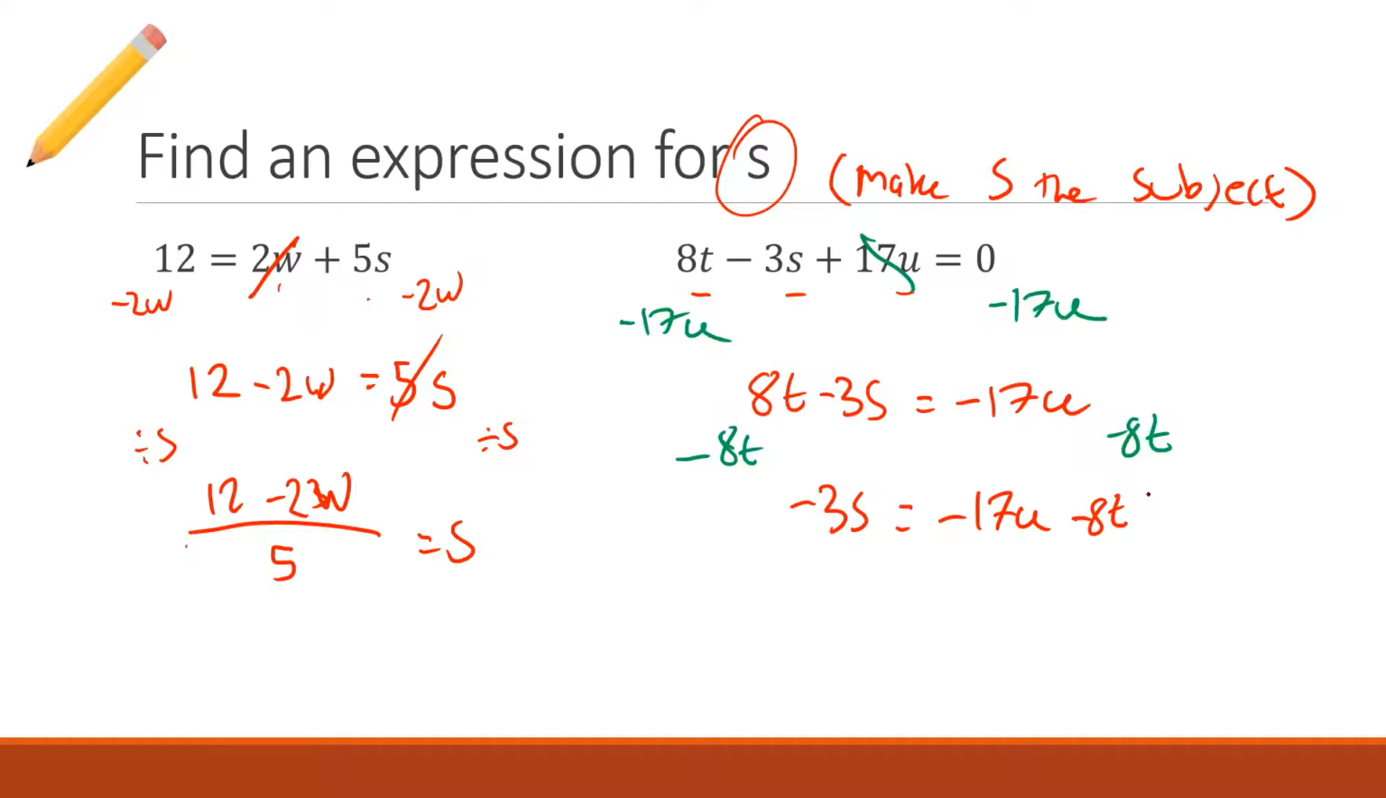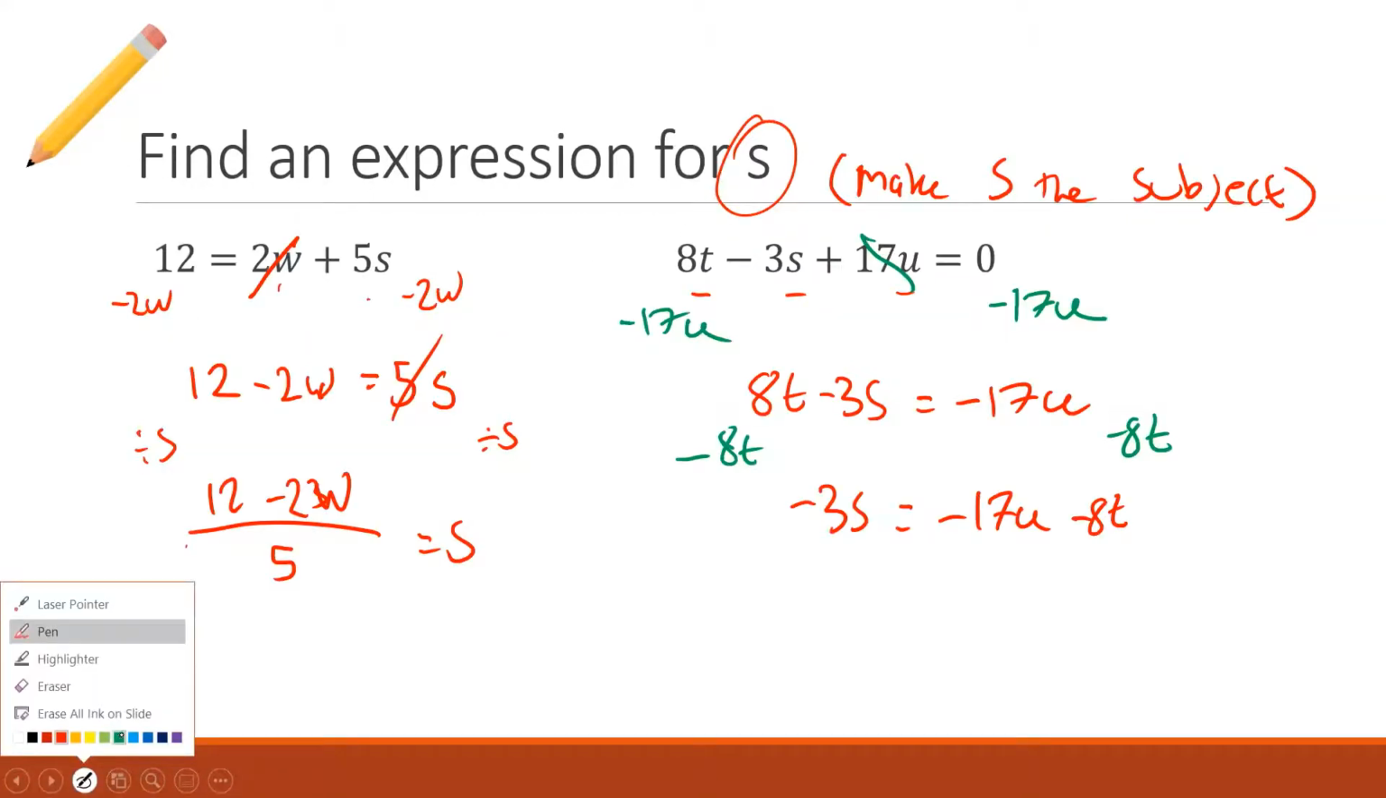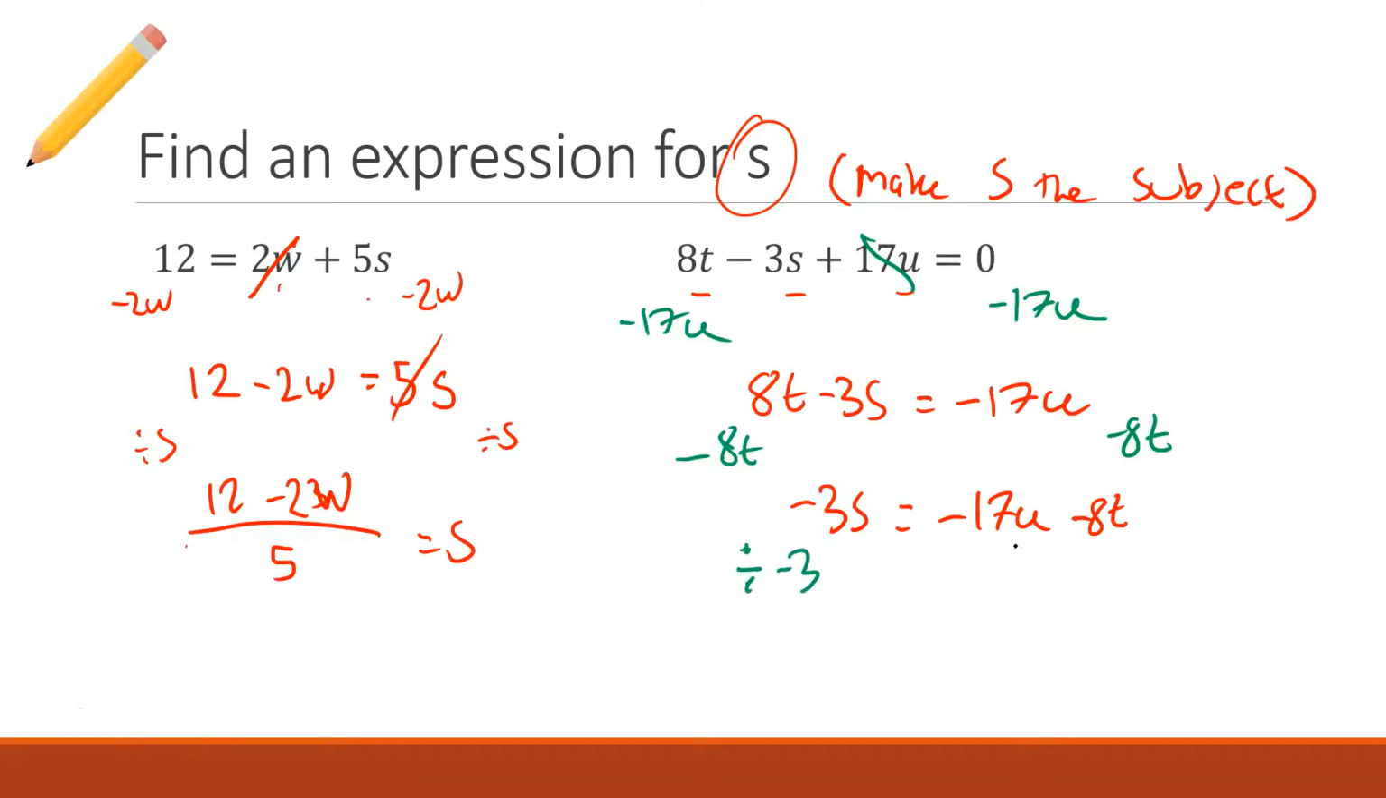Now, I'm going to show you guys two things here. Firstly, to get rid of this negative 3s, we're going to divide both sides by negative 3. I'm going to show negative 3s, sorry. No, negative 3. I was right the first time. Oopsies.